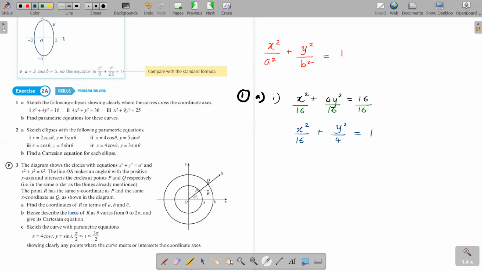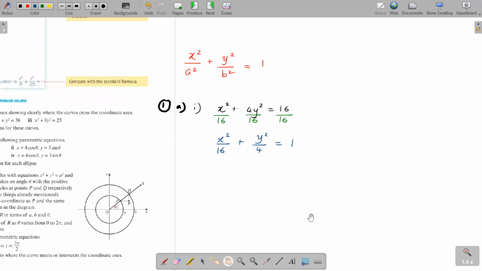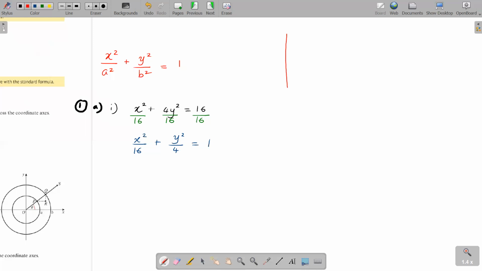Basically to sketch the ellipse, look at the standard ellipse that we drew earlier. The x-axis cutting points were plus a and minus a. The y-axis cutting points were plus b and minus b. You could simply make x 0 to get the y cutting points, and y 0 to get the x cutting points. It works, so it's easier to remember. Then what are the x cutting points here?